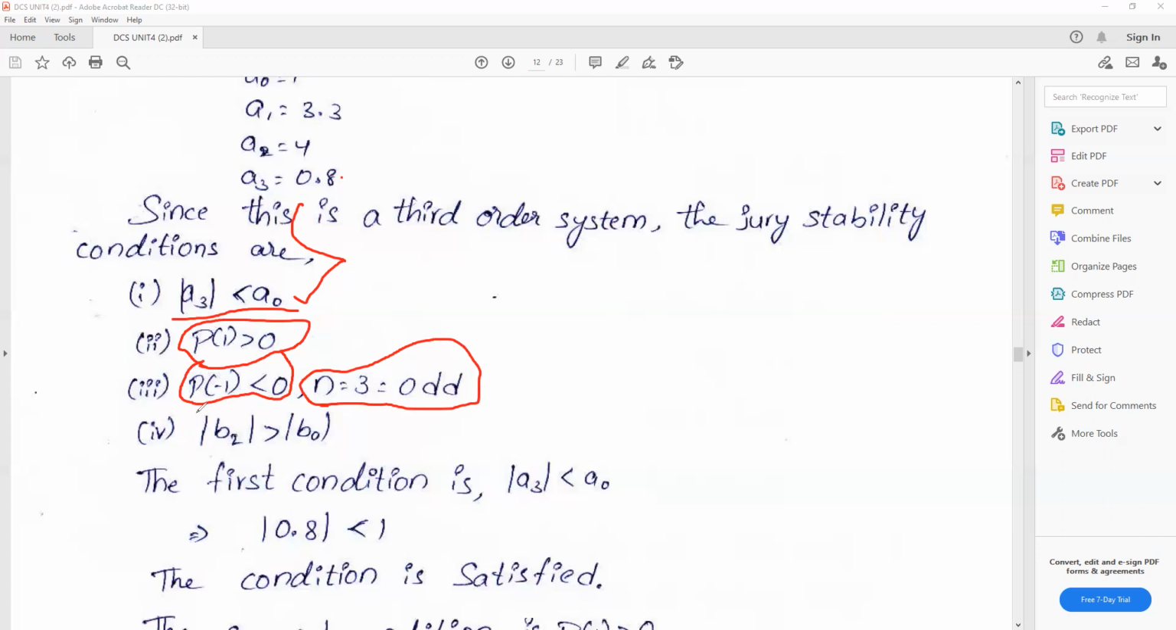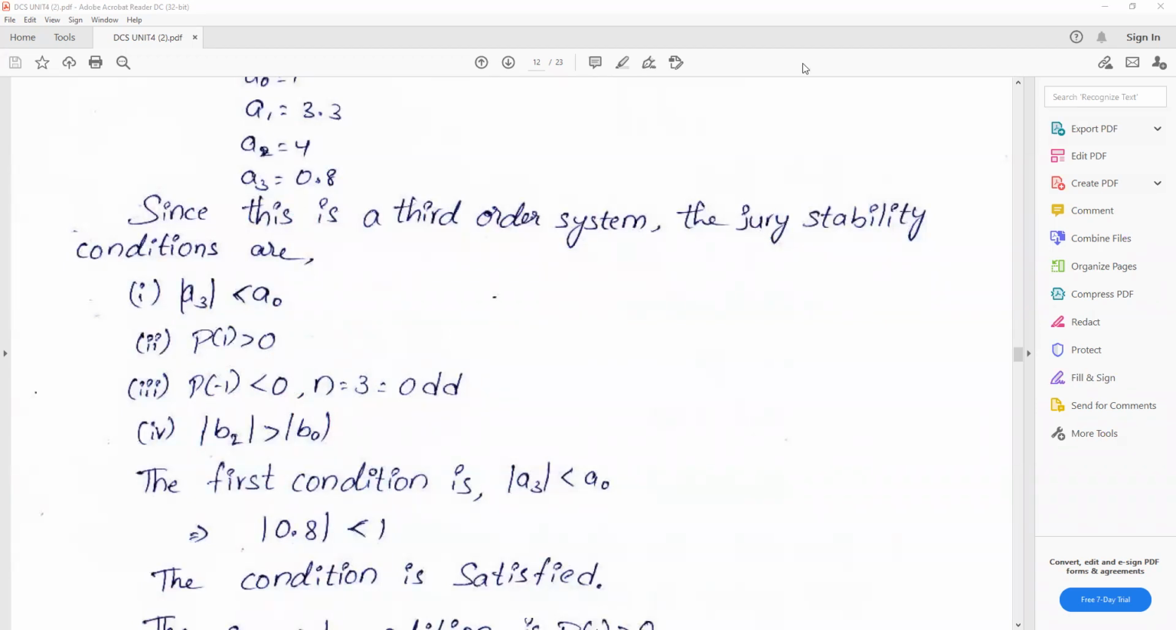And the fourth condition is modulus of B2 is greater than modulus of B naught. If these four conditions are satisfied, the given system is a stable system. But if any one condition is not satisfied, the given system is an unstable system.